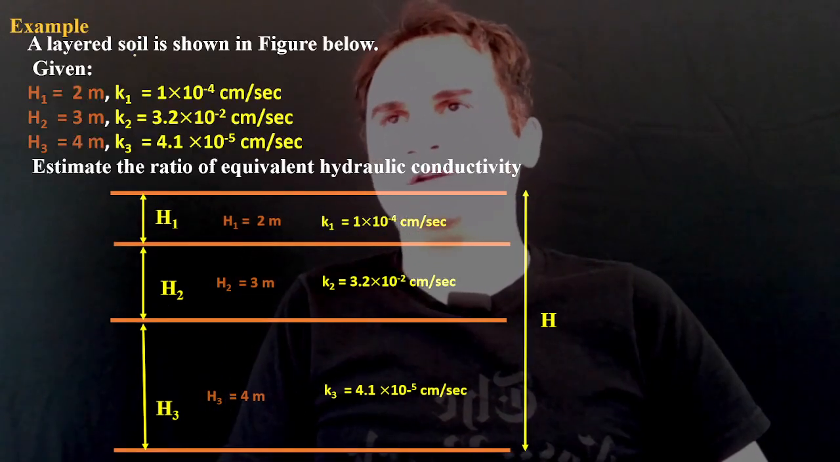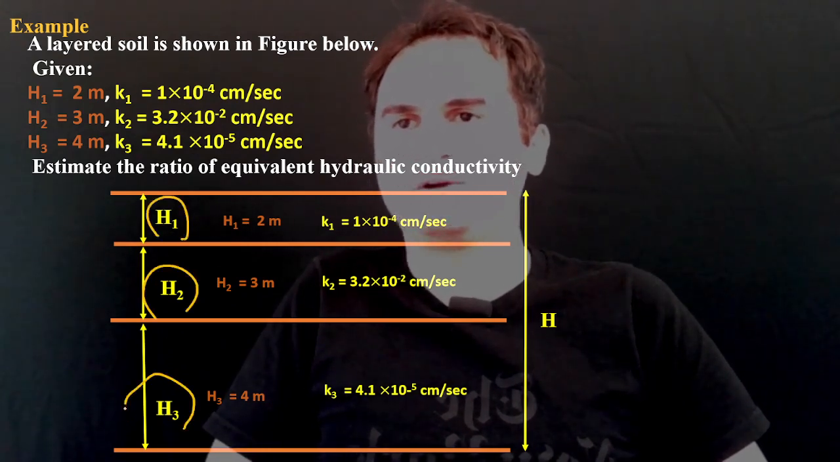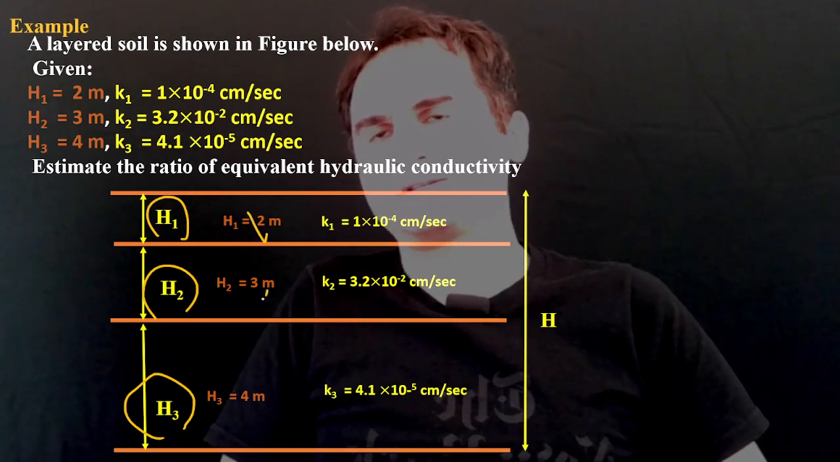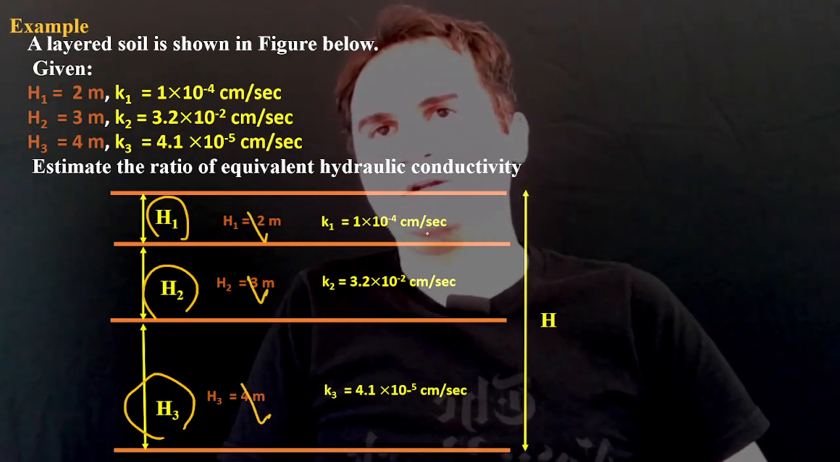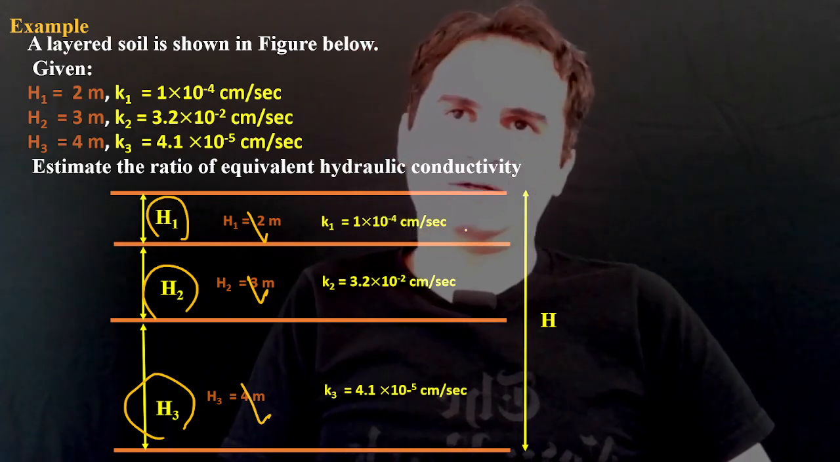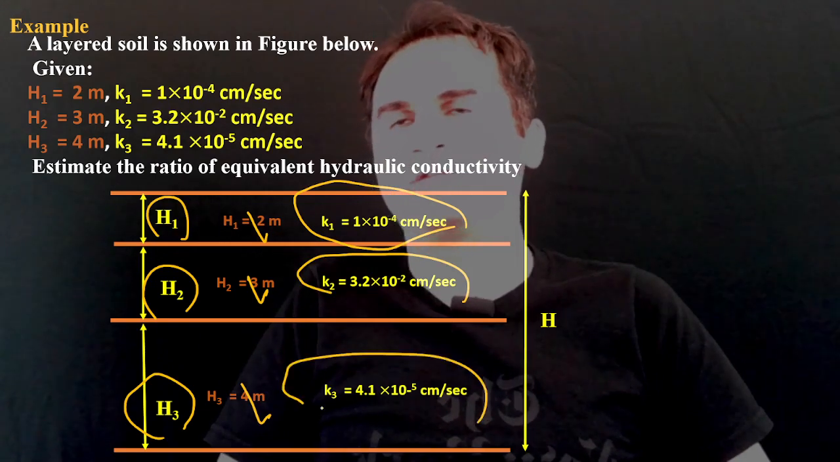So if we have a soil that consists of these three layers, H1, H2, H3, with 2 meters, 3 meters, and 4 meters of height, and K1 is equal to this amount in centimeter per second, K2 and K3 are provided.